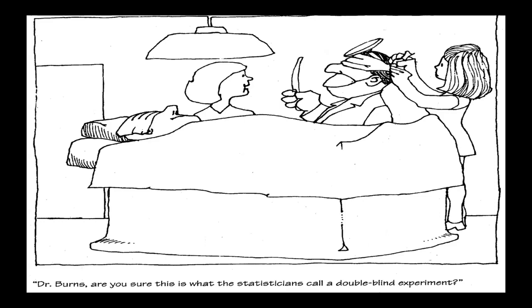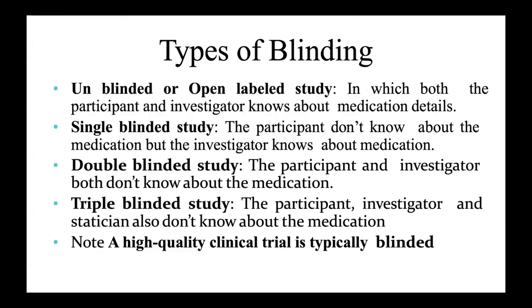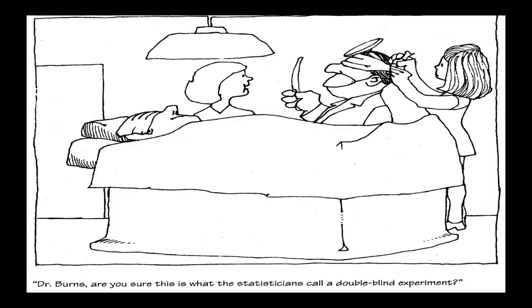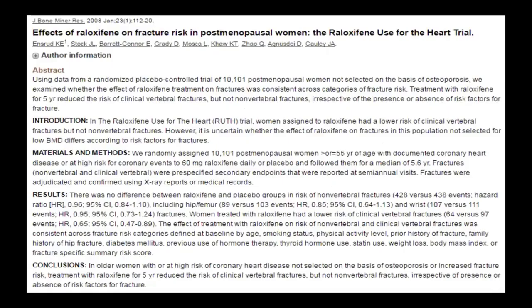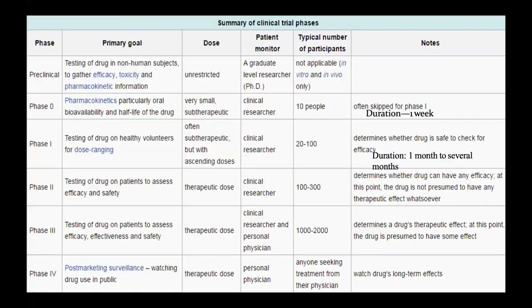This is the nurse that is doing the blind. This picture is showing blindness. There are three people. One is the patient, another is the investigator, and the other is the scientist. So this is one example; if you go on Google, this is the study. There are so many studies which are double-blinded studies, randomized studies.